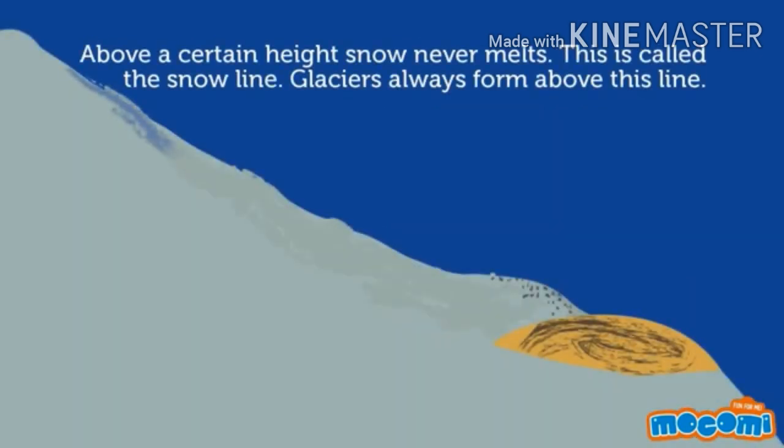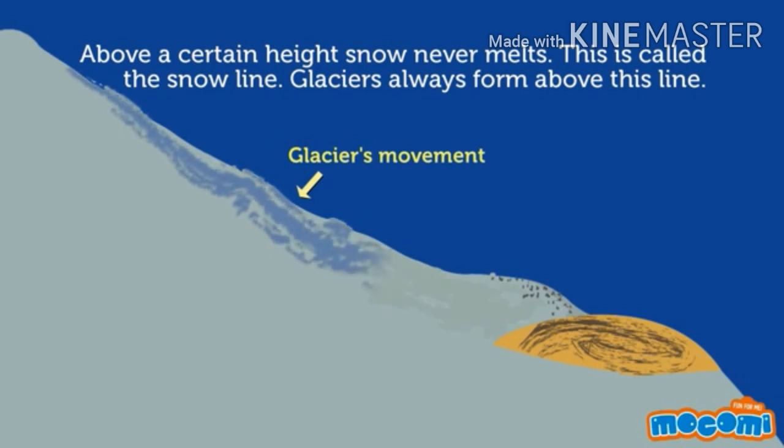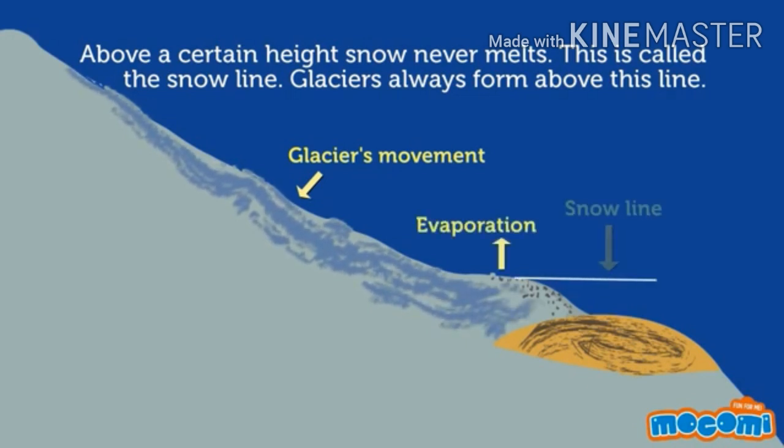Above a certain height, snow never melts. This is called the snow line. Glaciers always form above this line. And moraines always remain below this snow line.